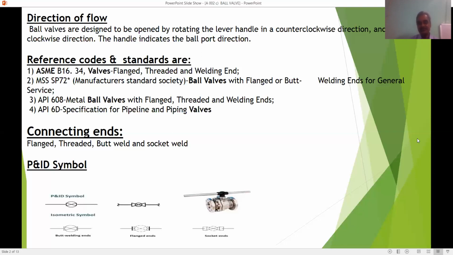End connections: flanged, threaded, butt welding and socket welded. Whether it may be any valve, globe valve or ball valve or NRV, these end connections will remain the same. How to identify it in the P and ID? You see the P and ID symbol for ball valve. This is the symbol for a P and ID ball valve. Clear?